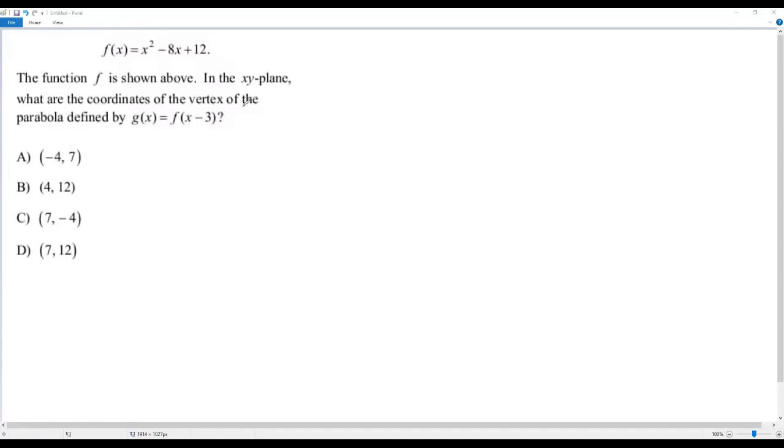Here we have a SAT math problem. Okay, let's go to the question. f of x equals x squared minus 8x plus 12. The function f is shown above. In the xy-plane, what are the coordinates of the vertex of the parabola defined by g of x equals f of x minus 3?